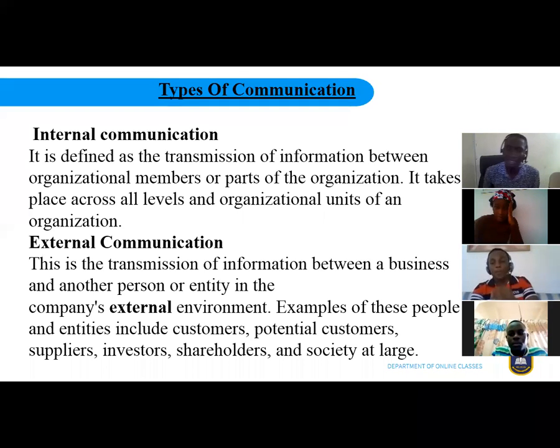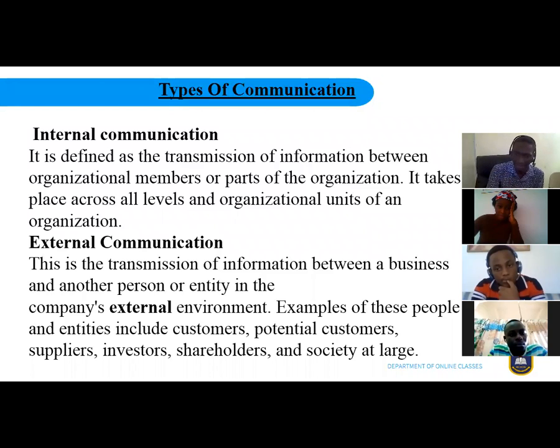Okay, let's talk about the types of communication. Now, communication can be grouped into two: internal and external. The names are clear. They are rather self-explanatory. Now, the internal one. What is internal? Within, all right? So we define internal communication as the transmission of information between organizational members or parts of the organization.